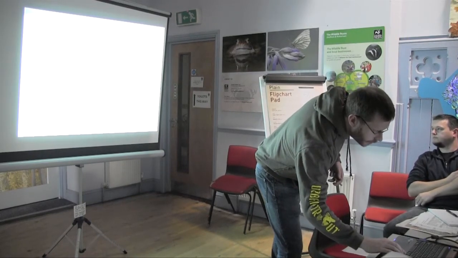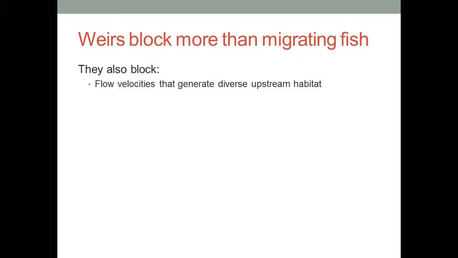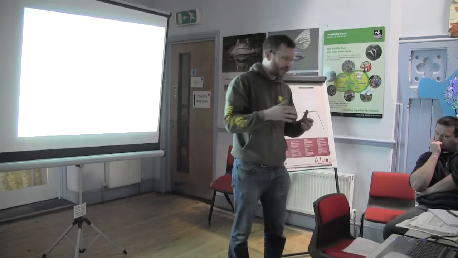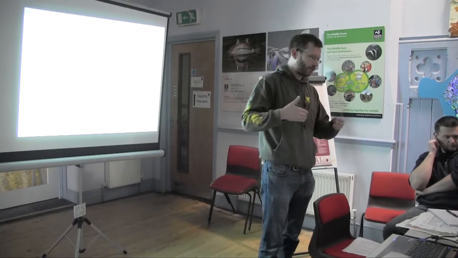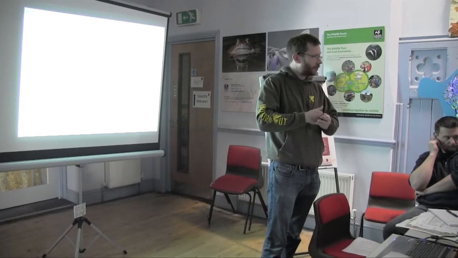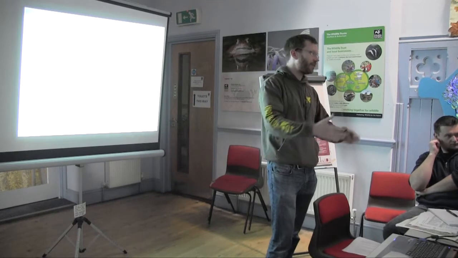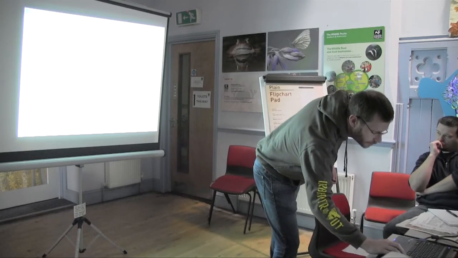So they block more than just migrating fish. They also block the flow velocities that we've talked about to supply the riverbed material, forming that diverse habitat. And again, this is a key point even if you're not interested in the biological side of things, because net erosion with a limited supply of upstream sediment is much greater. The implication there is that you have much more damaging erosive flows when you don't have that sediment available to be redistributed in the way that it otherwise would naturally be.